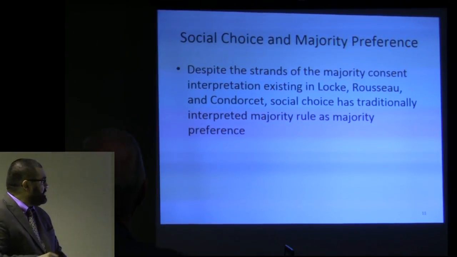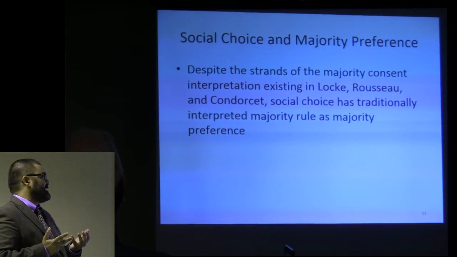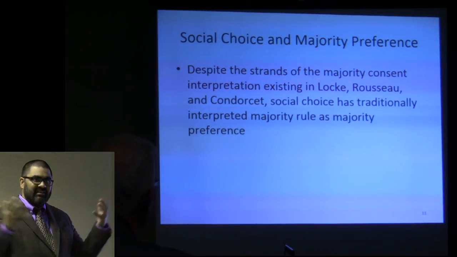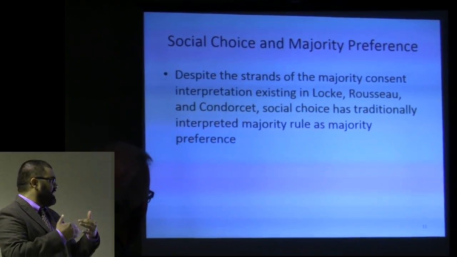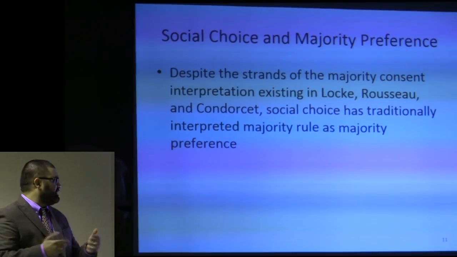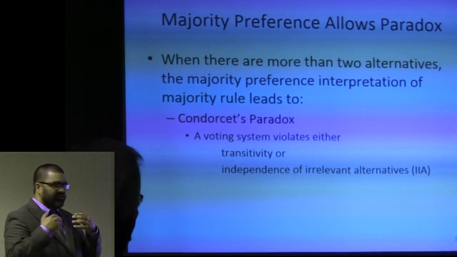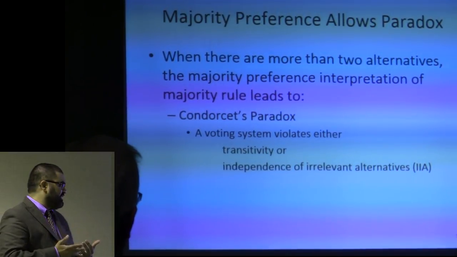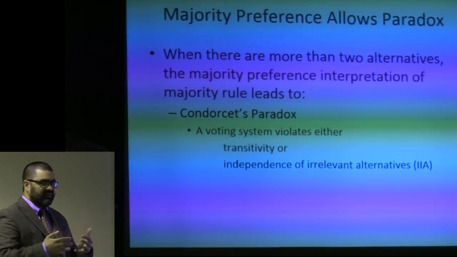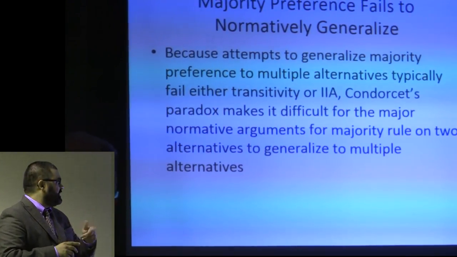So, despite there being strands of majority consent in the literature, existing in a lot of canonical works, it's traditionally interpreted as majority rule, as majority preference, in the social choice literature. And this allows a paradox, primarily Condorcet's paradox, which is that a voting system either violates transitivity or independence of irrelevant alternatives if it tries to adhere to majority preference. That's roughly speaking what it is.